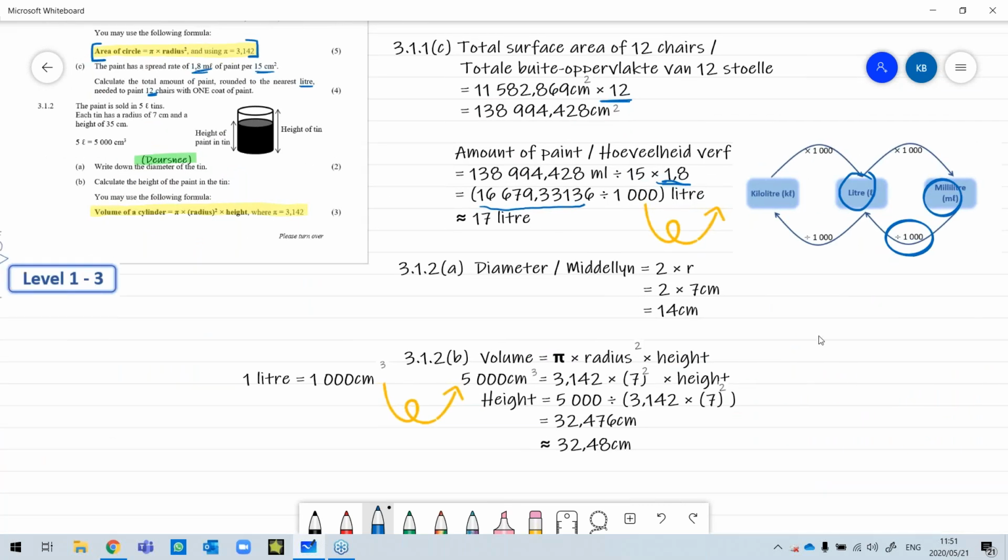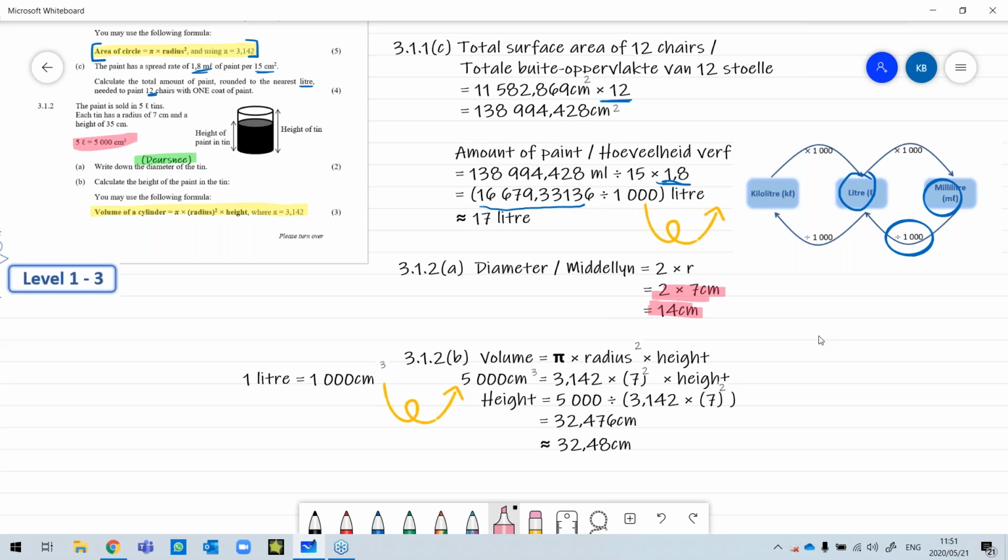Question 3.1.2. The paint is sold in 5-liter tins. Each tin has a radius of 7 centimeters and a height of 35 centimeters. And then 5 liters equals 5,000 cubic centimeters given to you there. Now, question A. Write down the diameter of the tin, die deursnee. Now, at this stage, you should all know that the diameter is twice the radius. Therefore, we are going to say the radius times 2, which gives you a diameter of 14 centimeters.